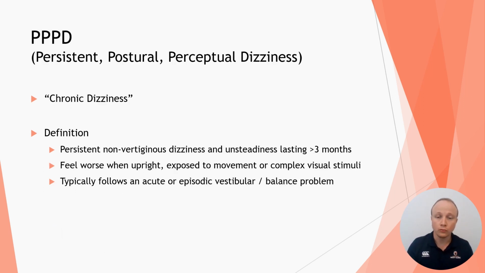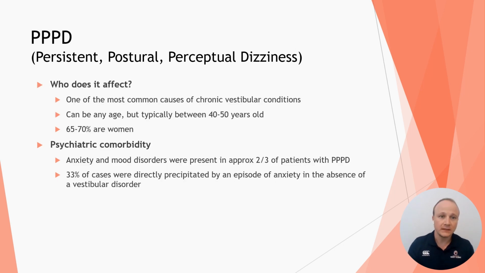So moving on to what we're going to call triple PD, or persistent postural perceptual dizziness. Think of this almost as a chronic dizziness. It's defined as a persistent, non-spinning dizziness and unsteadiness, which has been there for greater than 3 months. You typically, not always, feel worse when you're upright, exposed to movement or complex visual stimuli. And again, not always, but typically it follows an acute or episodic vestibular or balance problem. It's one of the most common causes of chronic vestibular conditions.